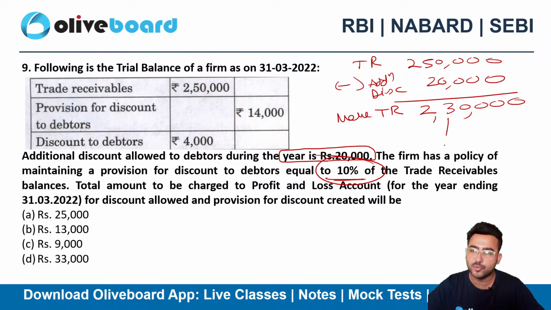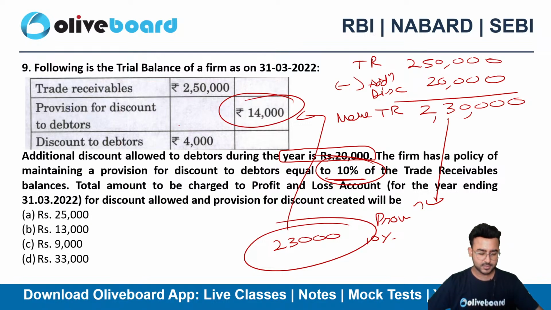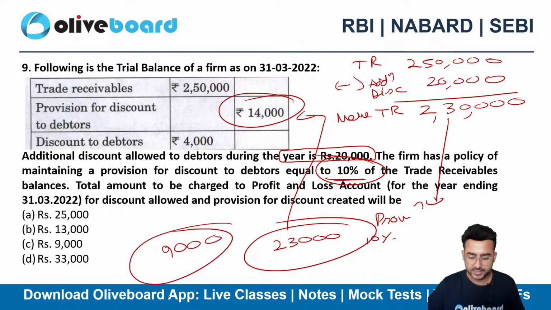On that I need to make a provision of 10%. So 23,000 का provision I need to create. Already I have created a provision of 14,000. So how much I need to top it up? By 9,000. So 14,000 plus 9,000 will be 23,000. That much provision I need. How much amount will be transferred to profit and loss account?